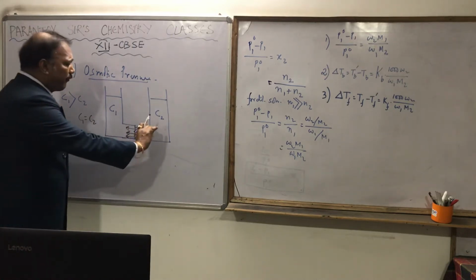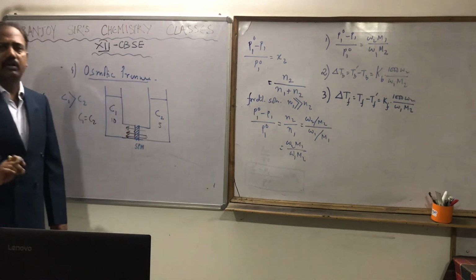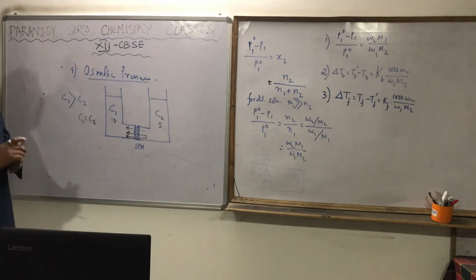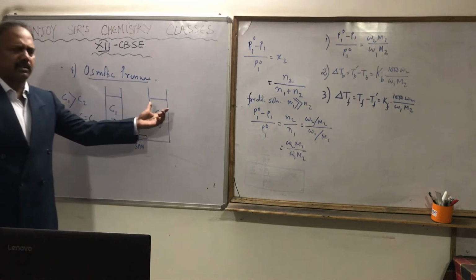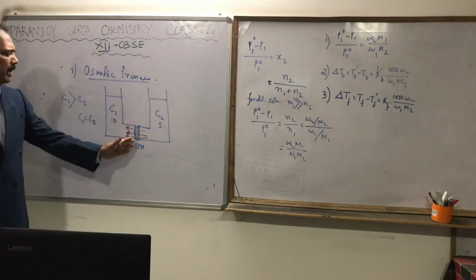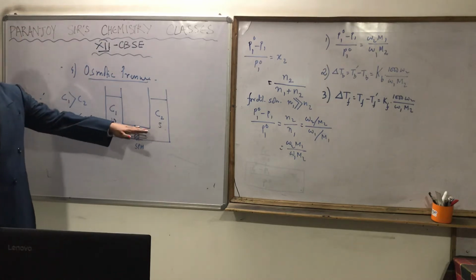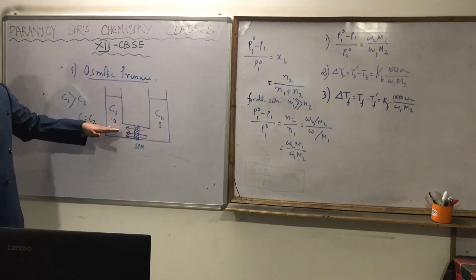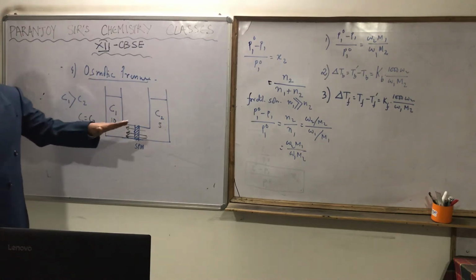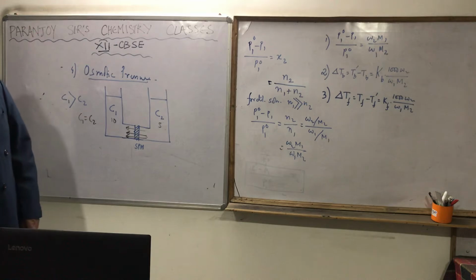This phenomenon of flow of water from the lower concentration to the higher concentration is called osmosis. So what is osmosis? Let us define it. When two different solutions of different concentration are separated by a semi-permeable membrane, the solvent molecules flow from lower concentration region to the higher concentration region to attain equilibrium. This phenomenon of flow of the solvent molecules through the semi-permeable membrane is called osmosis.